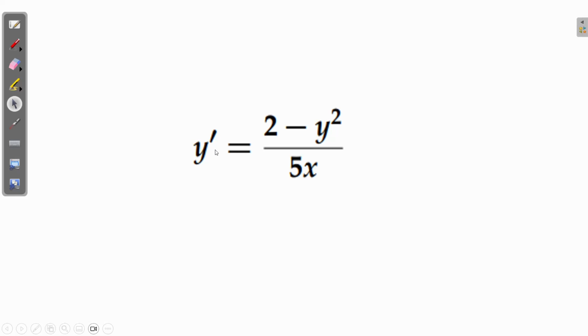What is y dash? This is the given differential equation. Y dash is (2 minus y square) divided by 5x. I have to find y1 dash. So what I have to do: give the suffix 1 in the left hand side as well as the right hand side.